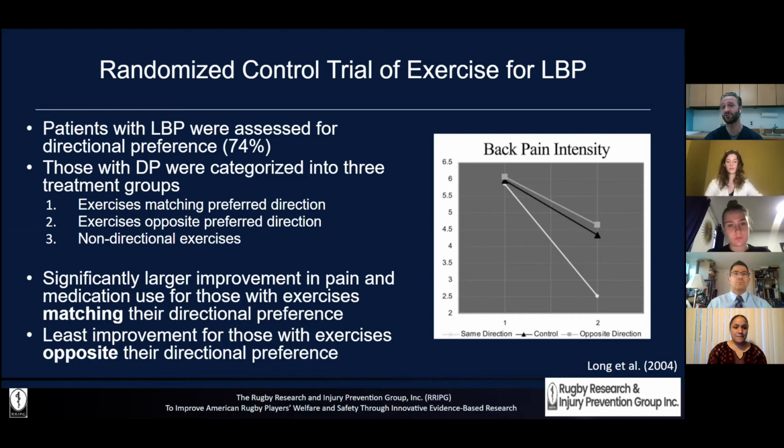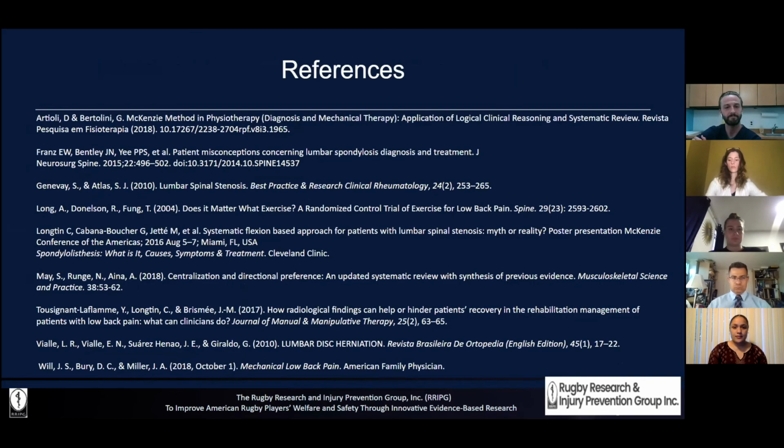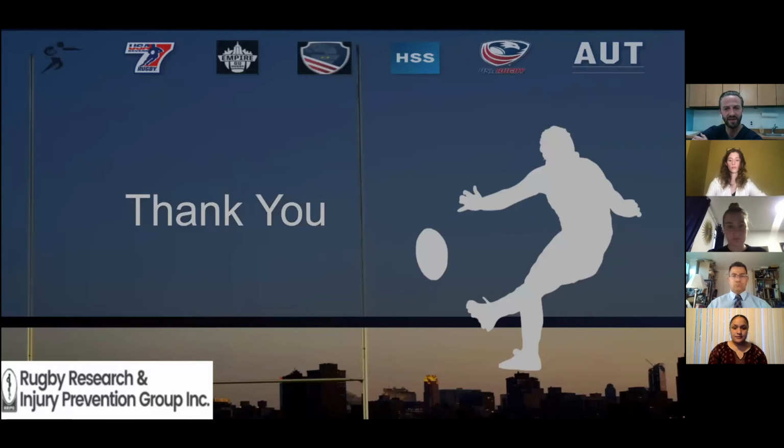So that's kind of interesting. Let's say someone benefits from bending backwards, so the directional preference is extension. You start giving them flexion-based exercises. Not only did they not get better, but they may also worsen. So that's something to take into account too. And I think that is it.